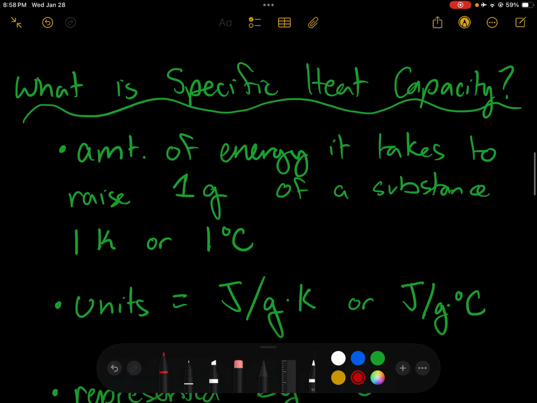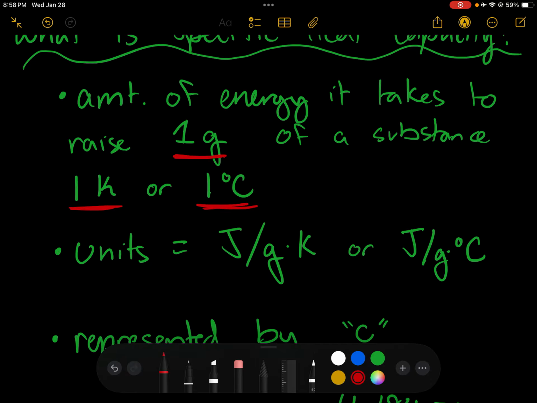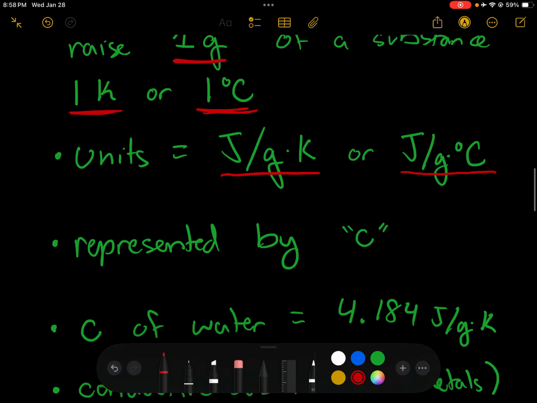So let's define specific heat capacity using science words. It is the amount of energy that it takes to raise 1 gram of a substance either 1 Kelvin or 1 degree Celsius. And again, you can use either unit. The units for specific heat capacity are either joules per gram times Kelvin or joules per gram times degrees Celsius, and which unit you use depends on what you're measuring the temperature in. We use the letter C to represent specific heat capacity in formulas like Q equals mc delta T.